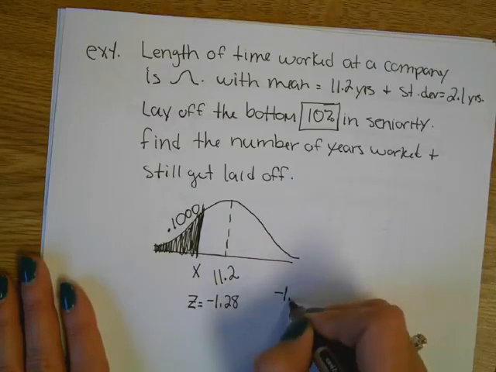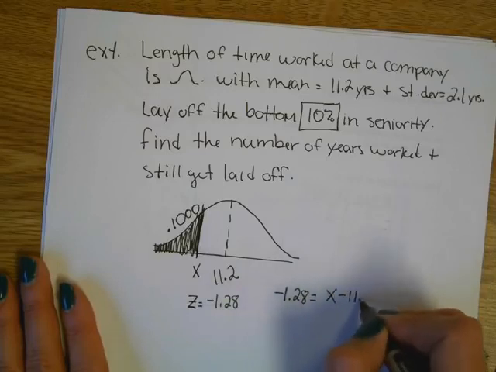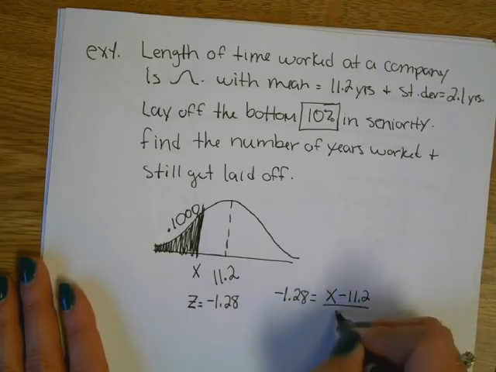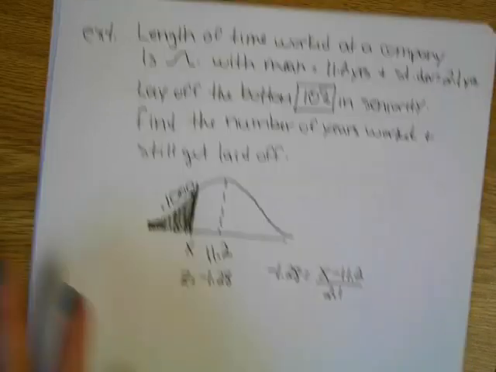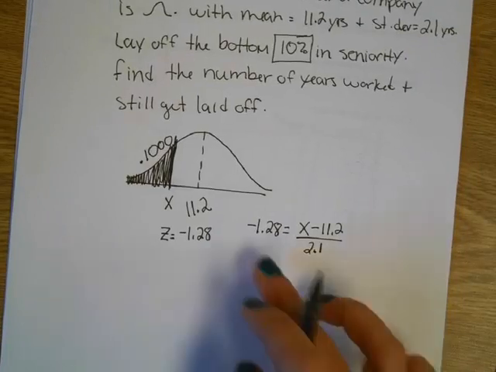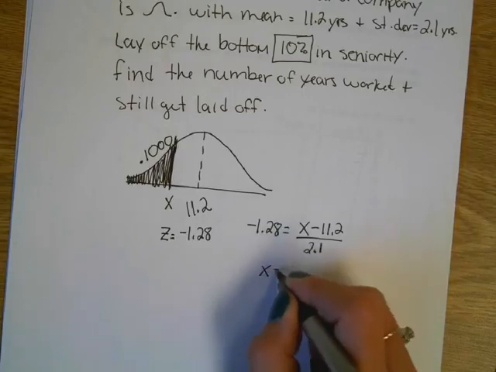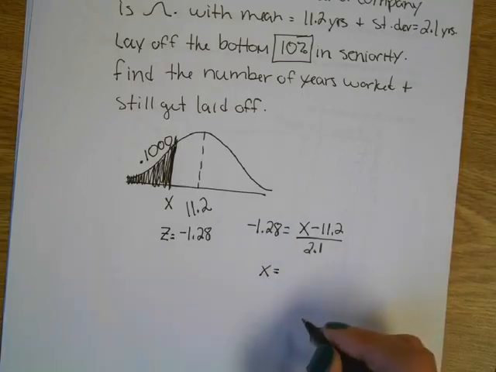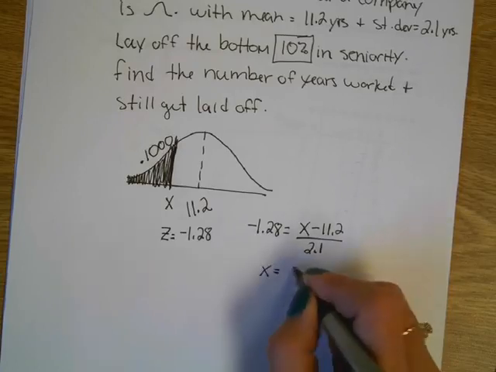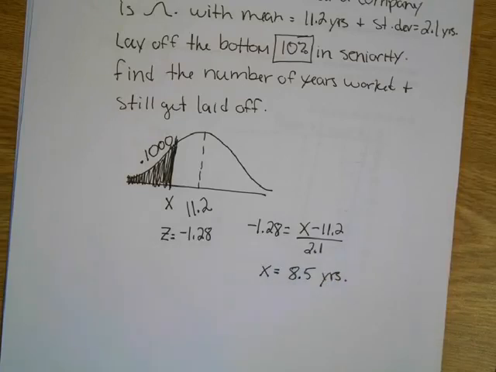So negative 1.28 equals some x value minus 11.2, divided by 2.1. And then what are your two algebra steps? Multiply by 2.1, add 11.2. How many years did you work here and get laid off? About 8.5. About 8.5 years is what I'm looking for. Yeah, move on. Whoa, 8.5. Yep.